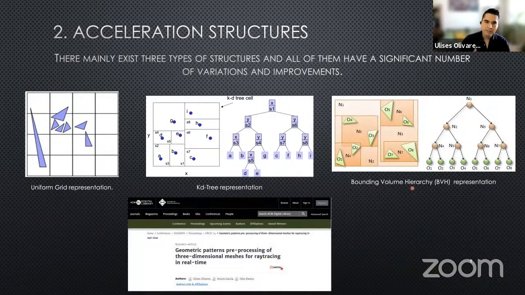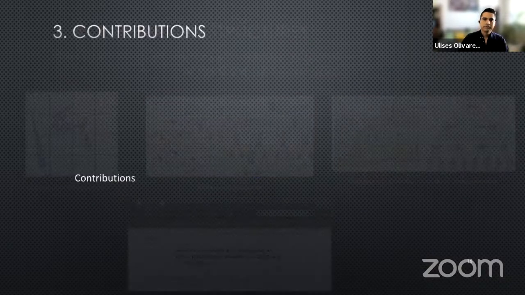We proposed a work some years ago where we automatically select the best suited acceleration structure given an input geometry. We extracted some characteristics from that geometry, and once we characterized it, we selected a specific acceleration structure that is going to be the best suited for that geometry. If you have time, you can check that paper and see all the details about that work.